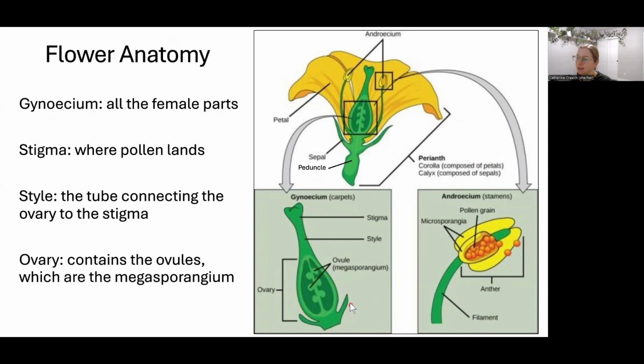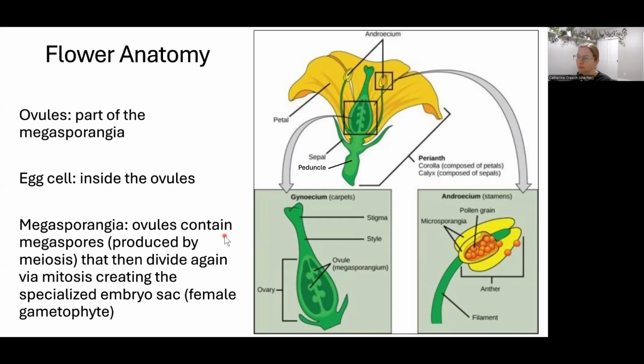Here's the ovary. Inside the ovary, we have the ovules and the megasporangium. So inside this megasporangium, this is where you would find the ovules, and inside the ovules are the egg. So the ovules will contain the megaspores. Megaspores will be produced via meiosis, but then they're going to divide again via mitosis. And that's going to make a specialized set of cells, which we cannot see in this photo, but we will see in a new slide in a second. That's called the embryo sac. The embryo sac itself is the female gametophyte. So that will be encased inside of these structures, the ovules.